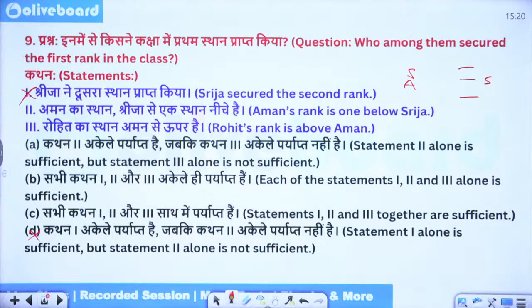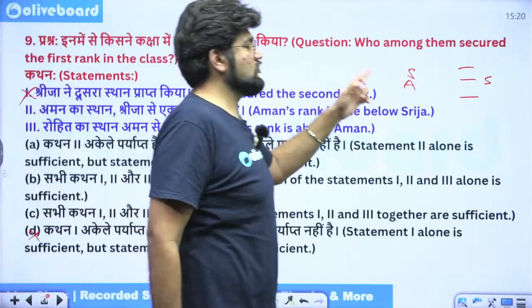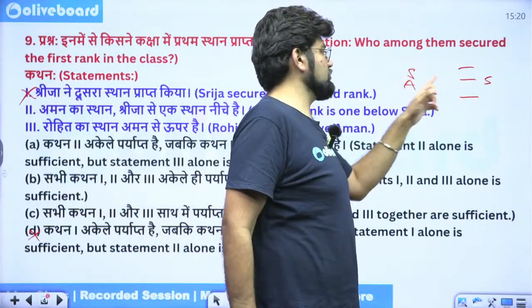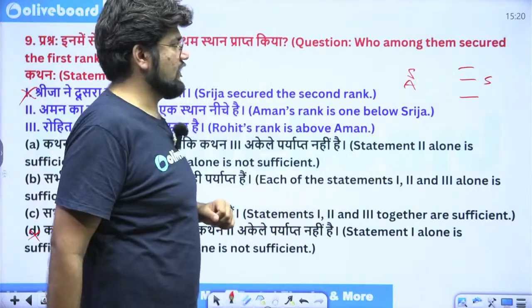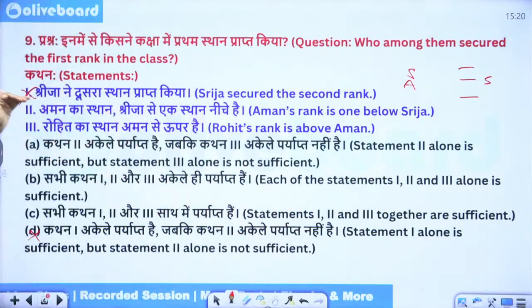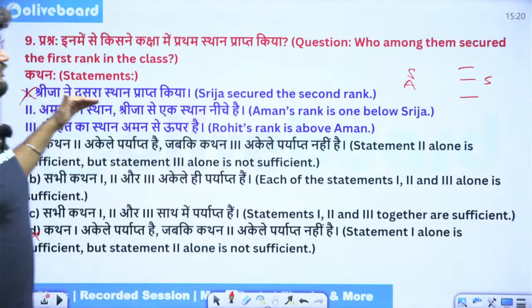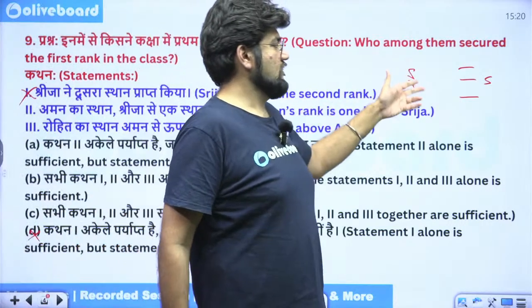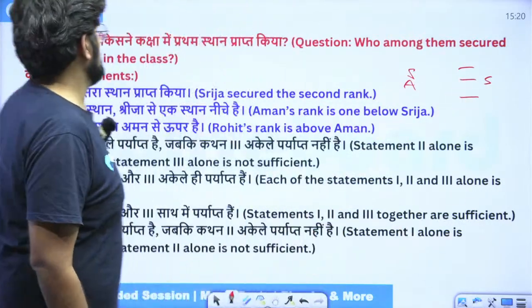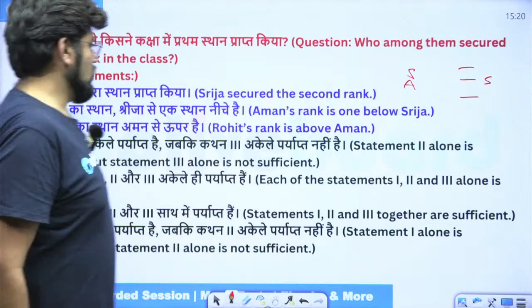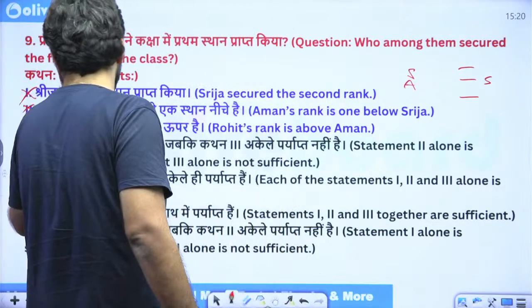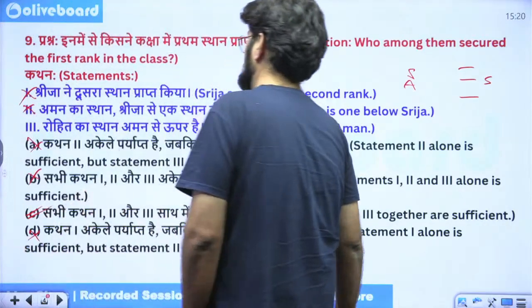A lot of you will say, sir, if we know that Shrija is on the second position and Aman's rank is below Shrija, then can't we find out who is the first ranker? But you are only reading 2 alone. We only know Aman's rank is 1 below Shrija. We don't even know who the third person is. So the second is also incorrect. The third one we don't have to check. Each alone will be incorrect right away. So this is the only option for us.